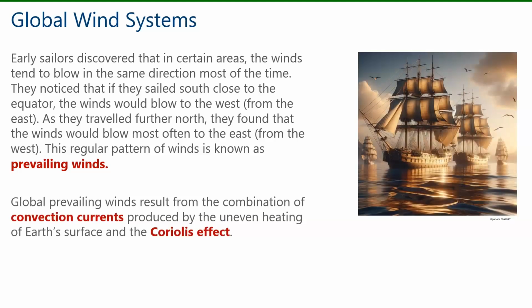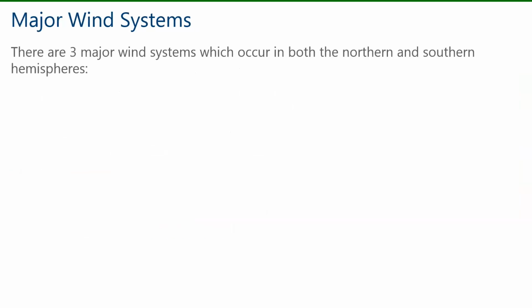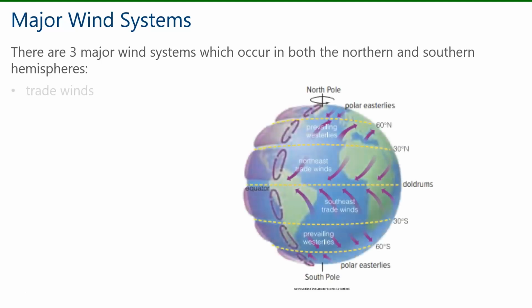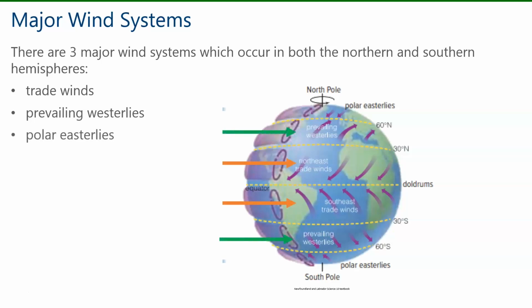Global prevailing winds result from the combination of convection currents produced by the uneven heating of Earth's surface and the Coriolis effect. There are three major wind systems which occur in both the northern and southern hemispheres. We have the trade winds, the prevailing westerlies, and the polar easterlies. We'll look at each of these major wind systems in more detail. First, let's look at the trade winds.